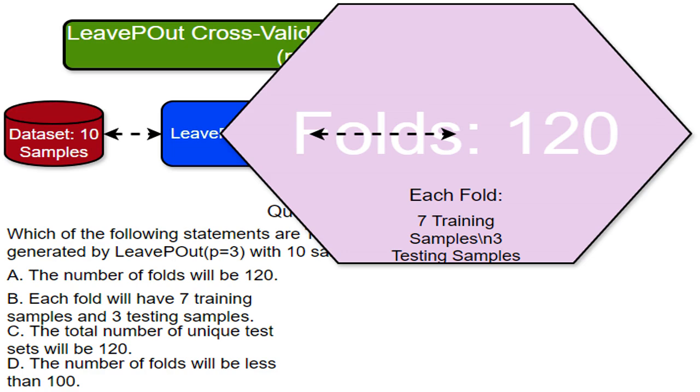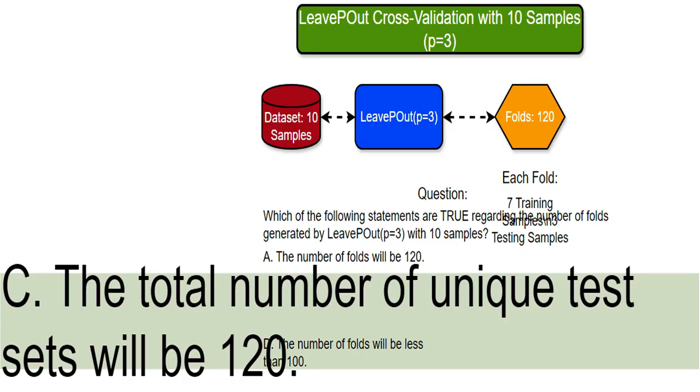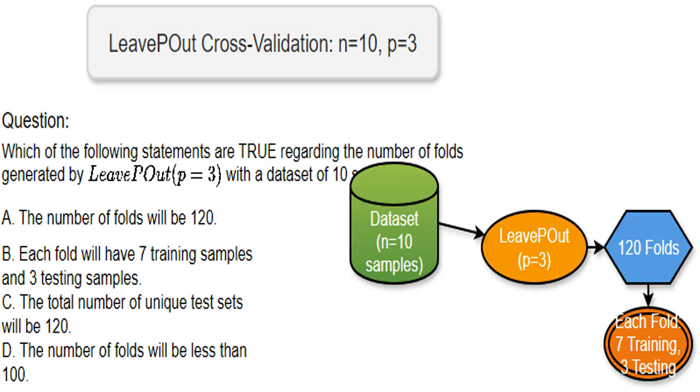That is how LeavePOut works. I calculated the total number of different ways I can choose 3 samples out of 10 to leave out, which turns out to be 120 different folds. This is calculated using the binomial coefficient, which is like counting combinations. I'm using Sklearn's LeavePOut cross-validation.